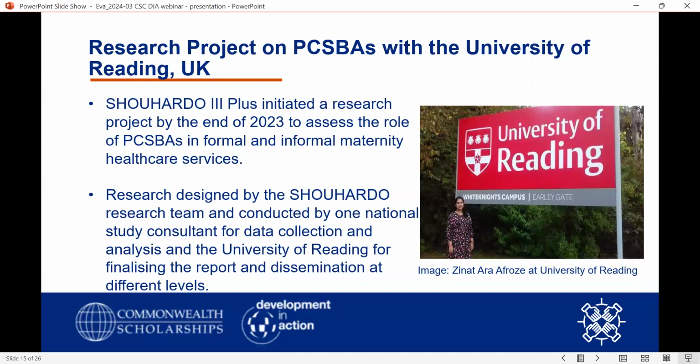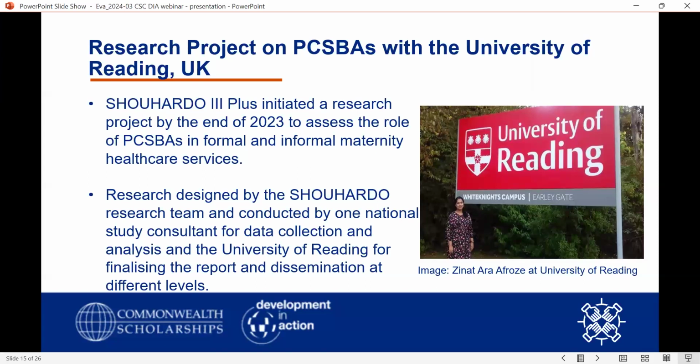So I initiated a research project at the end of 2023 to assess the roles of PCSBs in formal and informal maternity healthcare services. This research aims to identify the scope of formal inclusion and recognition of PCSBs in the health infrastructure of Bangladesh. The institutional mapping conducted under this study revealed that the government's formal health infrastructure in these regions lacks sufficient facilities and staff for antenatal care, postnatal care, assisted delivery, and other maternity healthcare services.